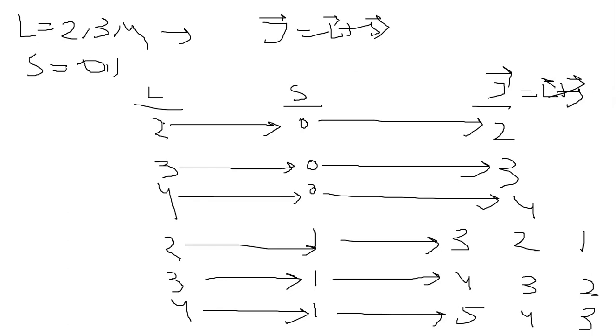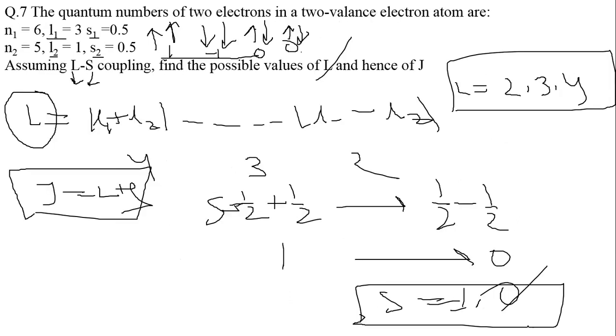When S is equal to 0, the L value is equal to the J value, but when S is equal to 1 there are three different values of J. So in this case we are getting 12 values of J, that is 2, 3, 4. Then again it will be 1, 2, 3, then 2, 3, 4 and 3, 4, 5. So this is LS coupling.